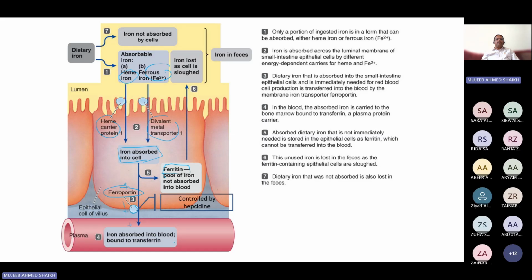In the blood, again, it will combine with plasma protein to become transferrin, bound to transferrin, and then it will be transported to the site of hemopoiesis. And this ferroportin is controlled by hepcidin. So hepcidin's role is to control the ferroportin channel.